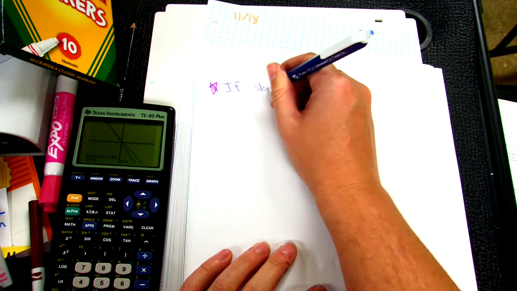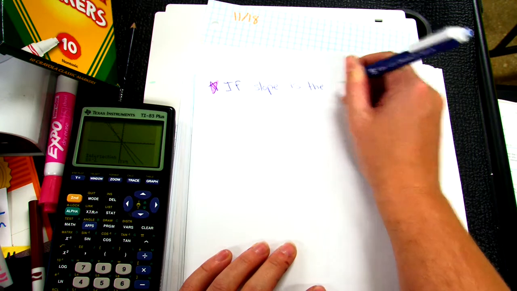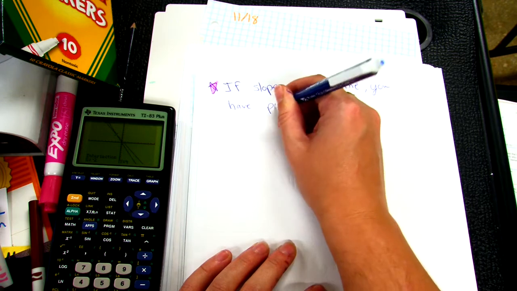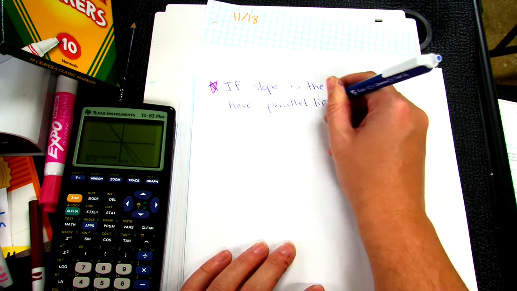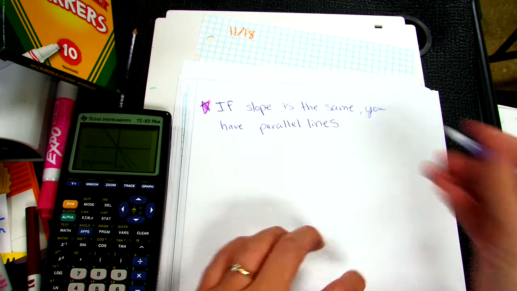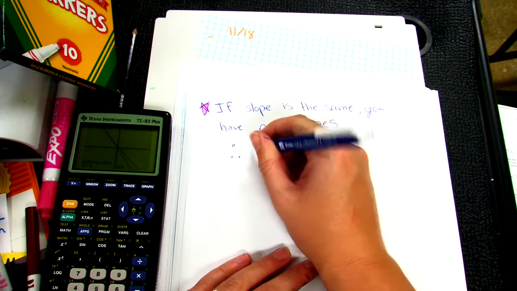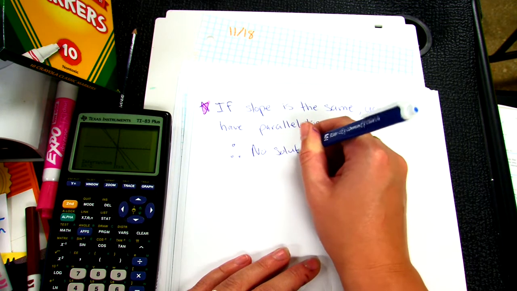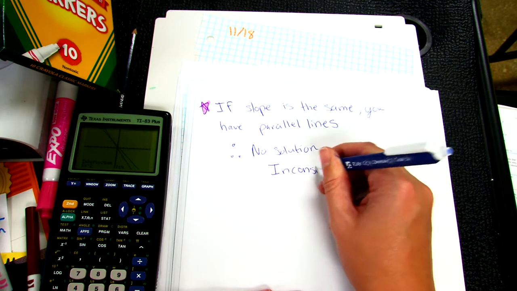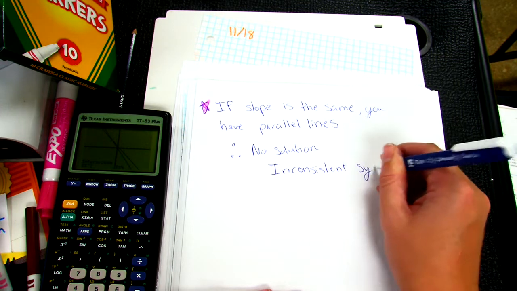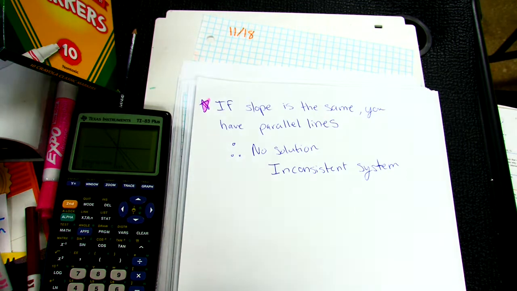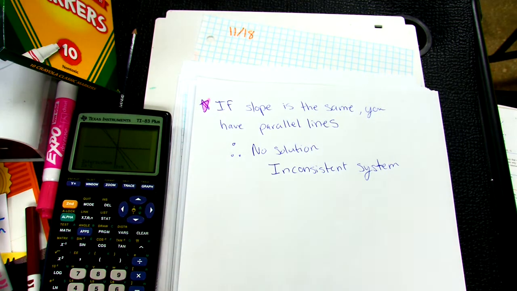If the slope is the same, you have parallel lines. If you have parallel lines, that means they don't intersect. So if the lines aren't intersecting, you don't have a solution. So therefore, no solution. It's also called an inconsistent system. It doesn't even intersect. So there's no solution to that one.